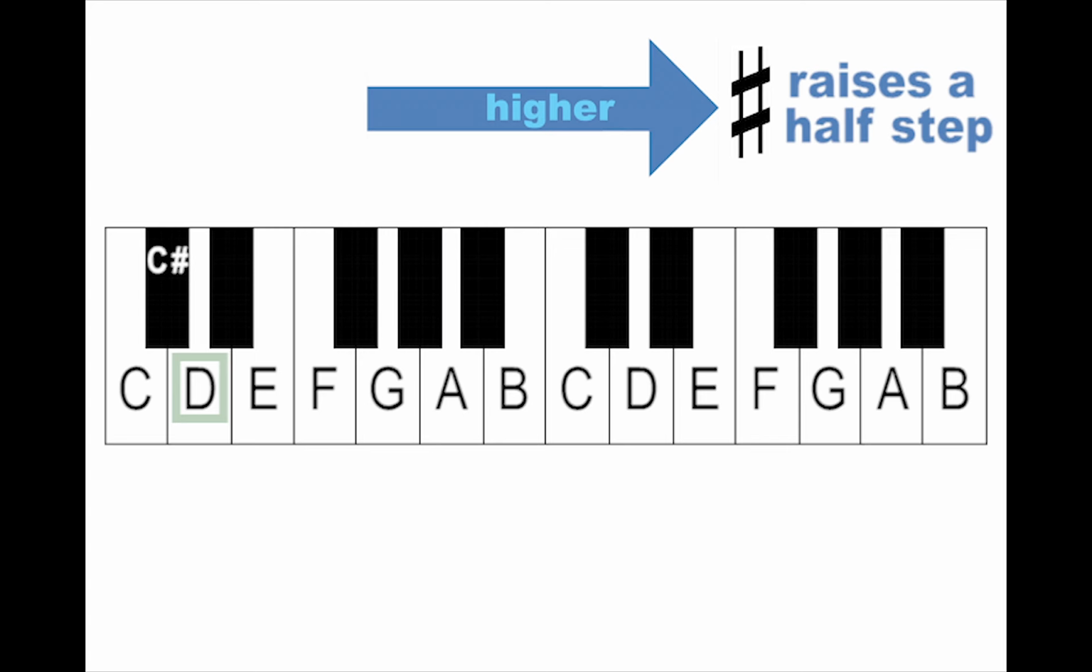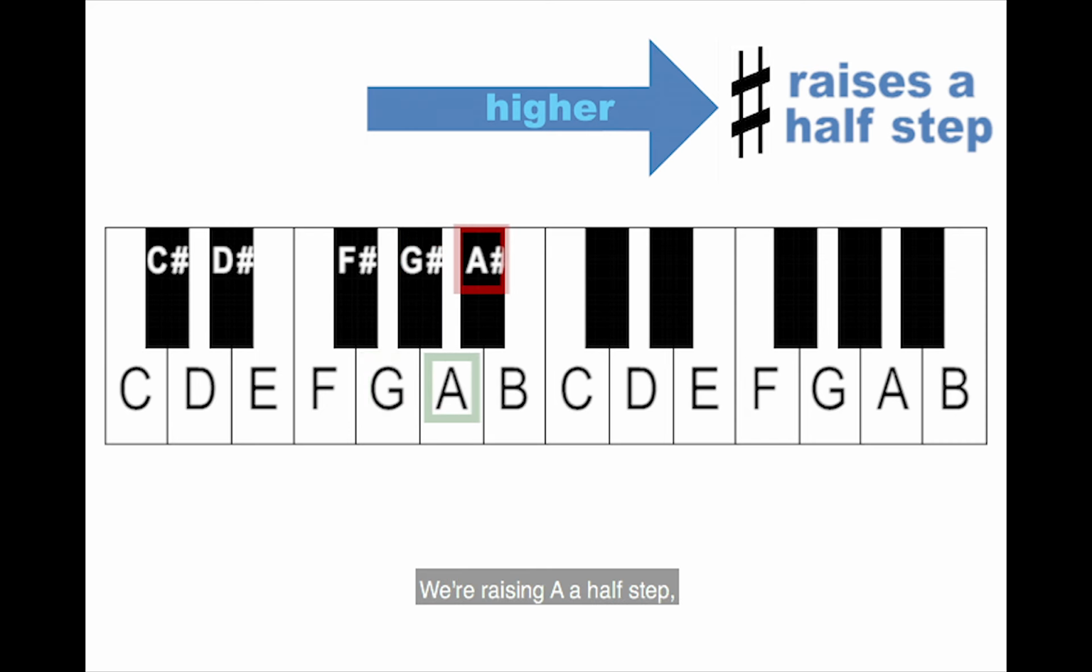Here's D. We're raising D a half step, so this is D sharp. Here's F. This is F sharp. G, G sharp. Here's A. We're raising A a half step, so this is A sharp.